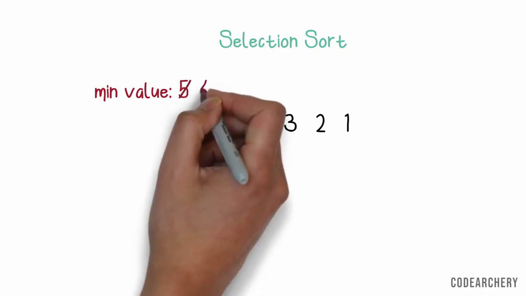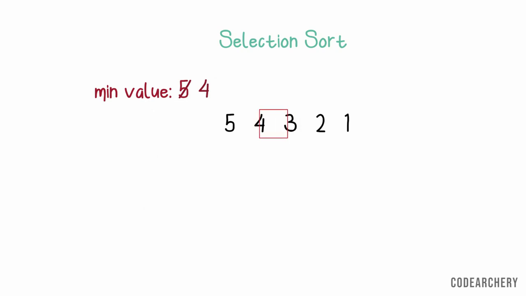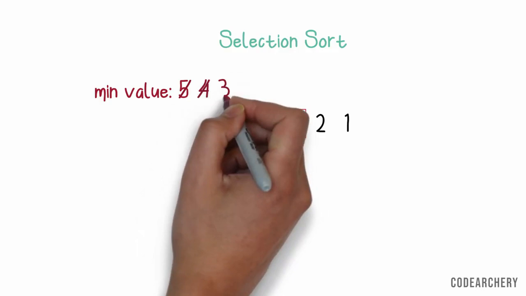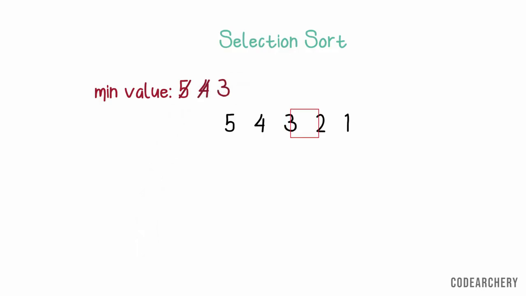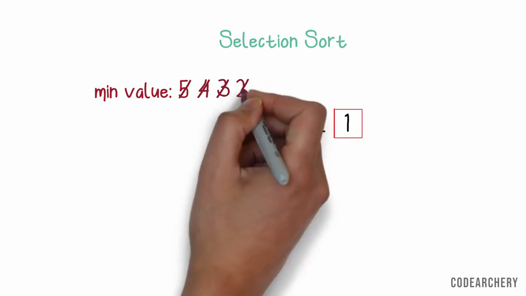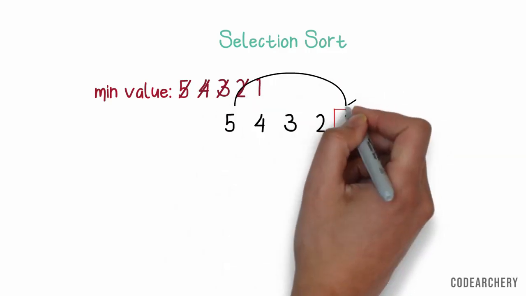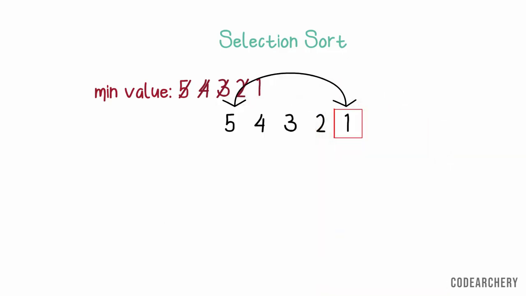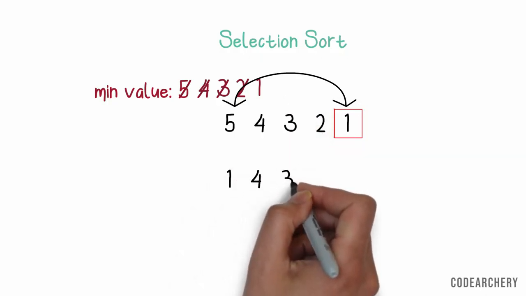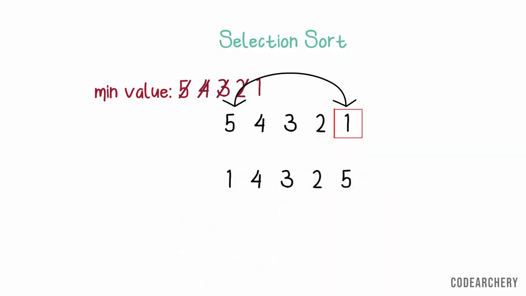Now 4 is our min element. Again the next element is 3, so 3 is less than 4. So 3 is our min element now. Similarly, 2 is less than 3, so 2 is our min element. Again 1 is smaller than 2, so now our min element is 1. Since we got our min element, now we'll swap it with the first position. Now our array will look like 1, 4, 3, 2, 5. So 1 is at its correct position.